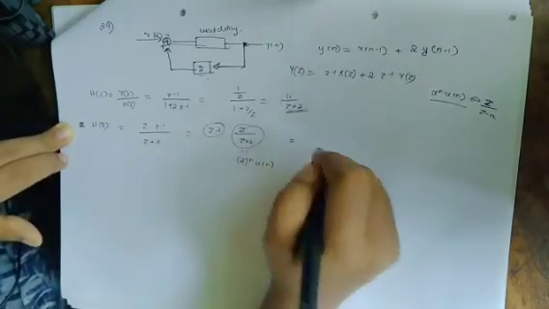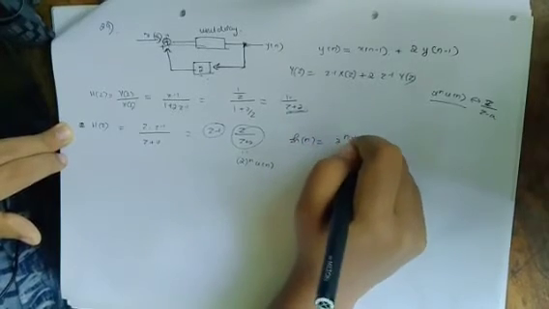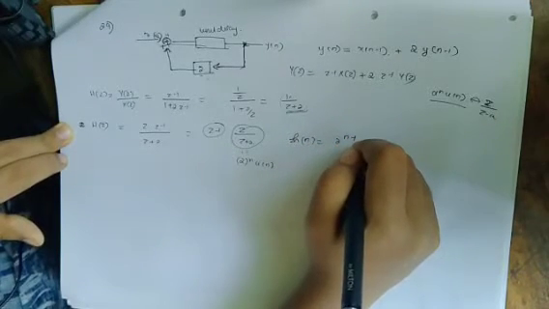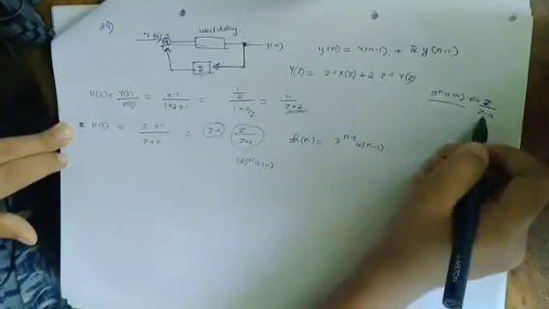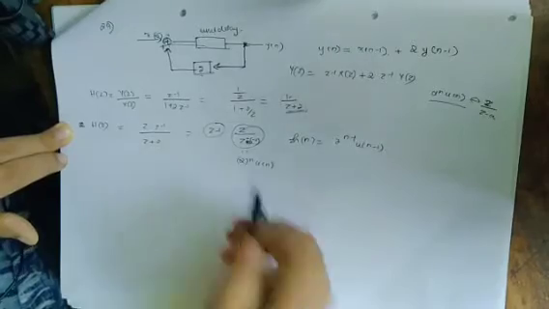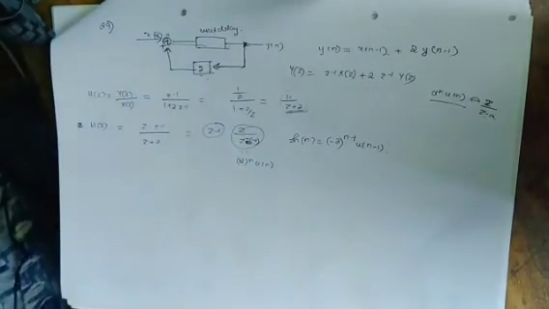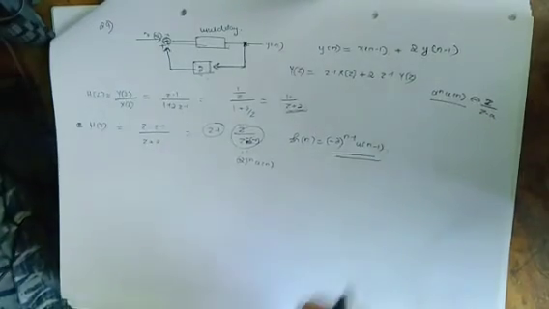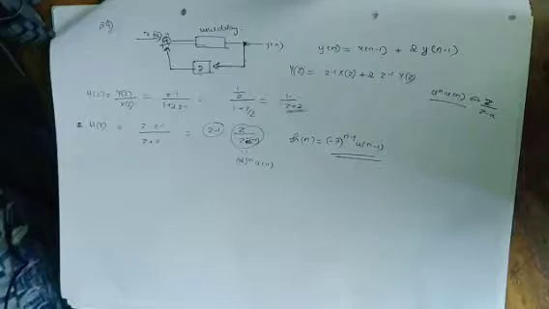So the overall h of n is equal to 2 raised to n minus 1 u of n minus 1. Okay, so this is it, the answer. H of n is equal to 2 raised to n minus 1 u of n minus 1.